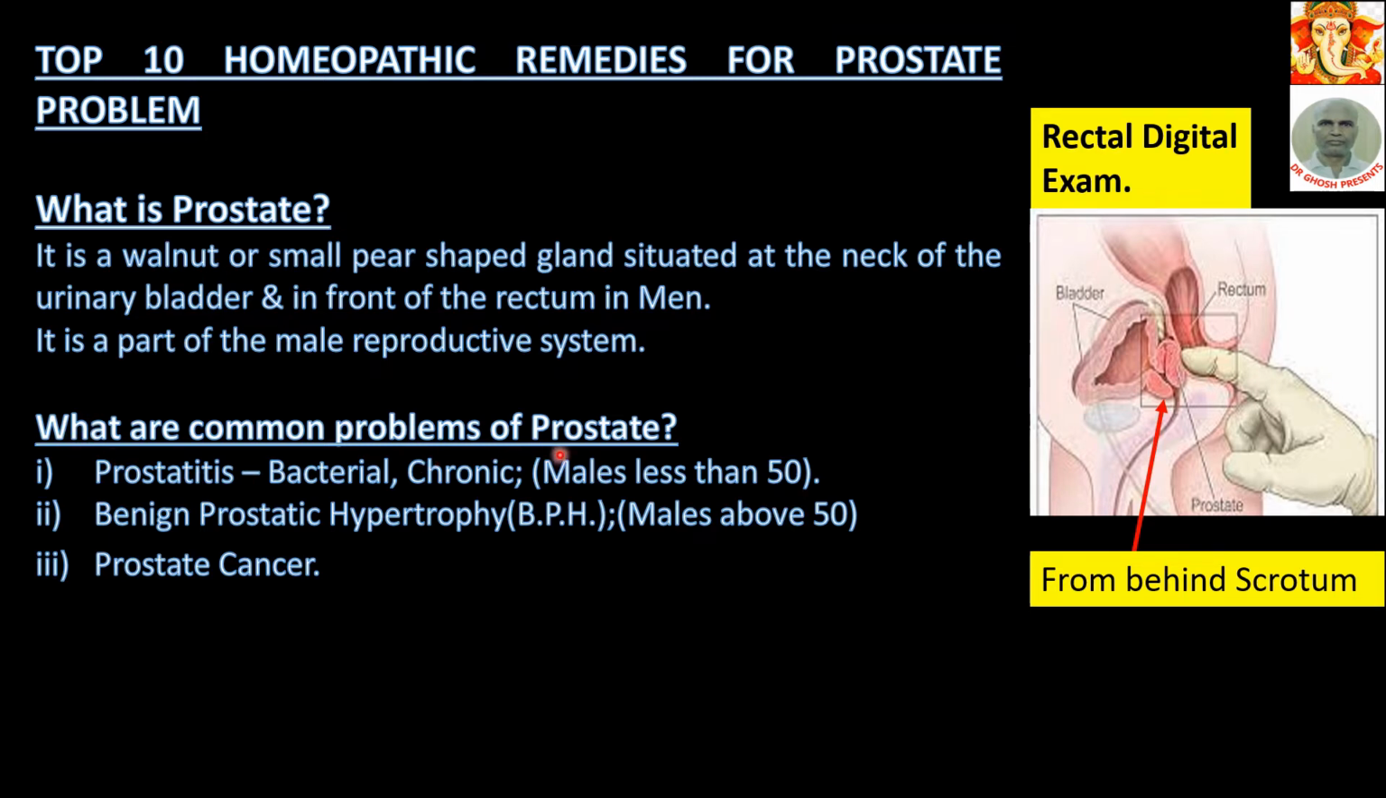What are common problems of prostate? Number one, prostatitis. It may be bacterial or chronic. Generally, males less than 50 years of age are affected by this type of prostatitis. Now, benign prostatic hypertrophy, BPH. Males over 50 years of age are generally affected. And finally, prostatic cancer. This can affect any person, but generally cancer is a disease of old age, so generally old persons are affected by this particular disease.